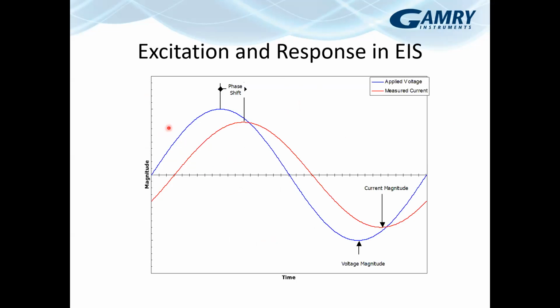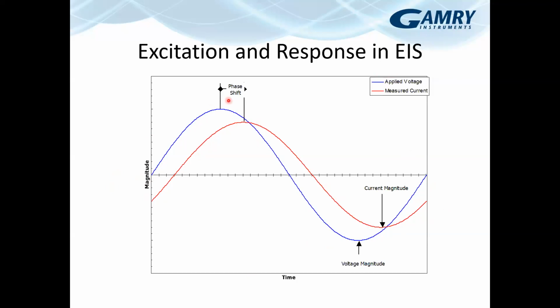This is what a single frequency excitation and response in EIS looks like in the time domain. So we've got an applied signal. In this case, we're applying a voltage signal, and this is dimensionless, we don't know exactly what frequency, but at some frequency. And we have a measured current response here.